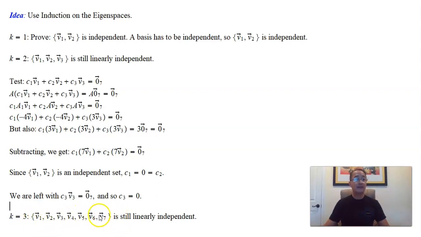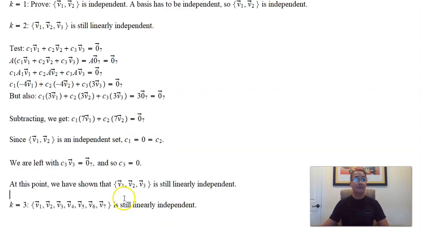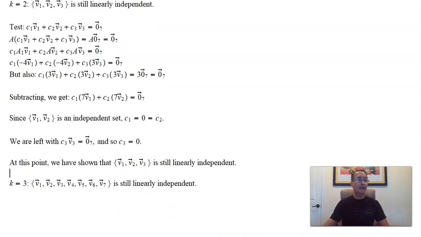Okay, we are ready for the final step in this induction. At this point, we have achieved k equals 2. So let us write that here. At this point, we have shown that this set of vectors is still linearly independent. So now we have to show that all 7 vectors still make a linearly independent set.